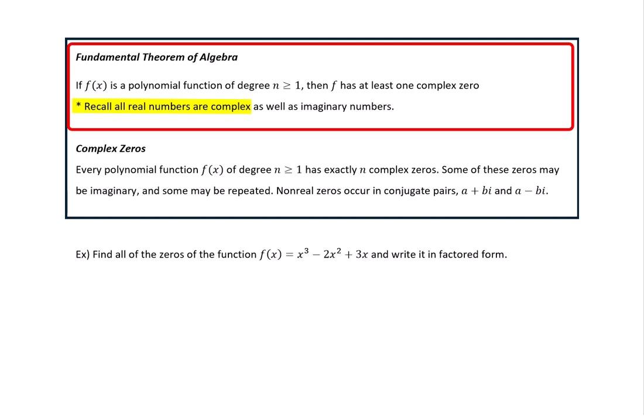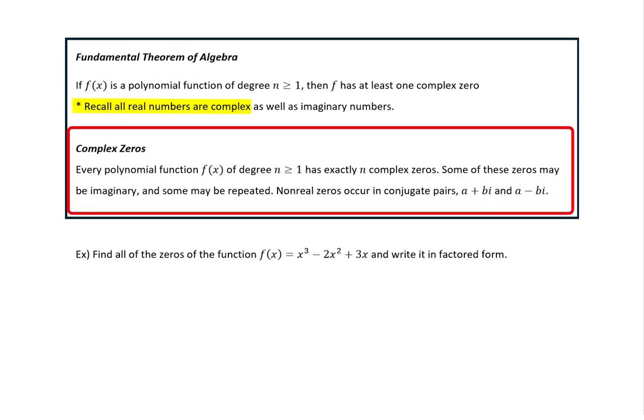So one concept that comes out of the fundamental theorem of algebra is about complex zeros. Note, every polynomial function f of x of degree n greater than or equal to 1 has exactly n complex zeros. Some of these zeros may be imaginary and some may be repeated. Non-real zeros occur in conjugate pairs. In other words, if you have an imaginary zero of a plus bi, then there also exists an imaginary zero of a minus bi.